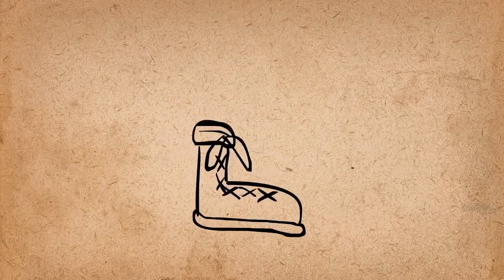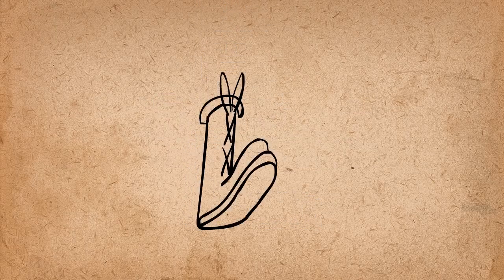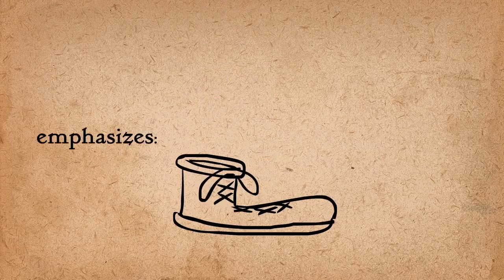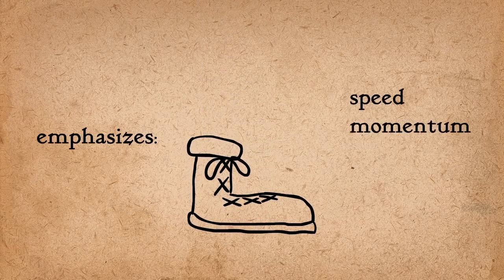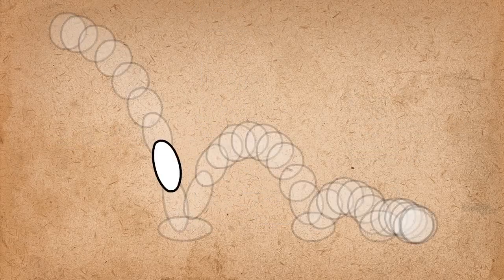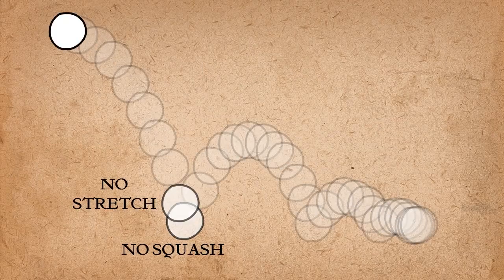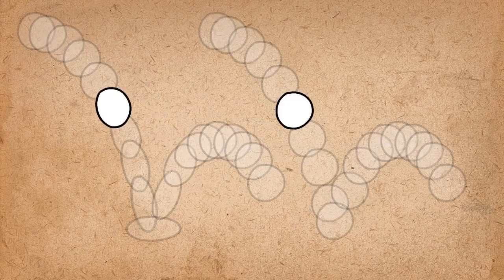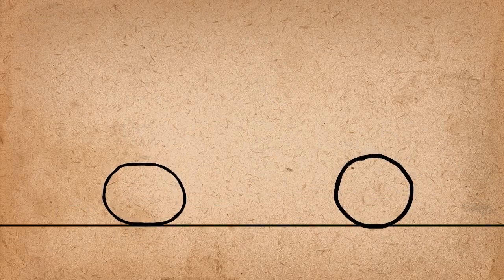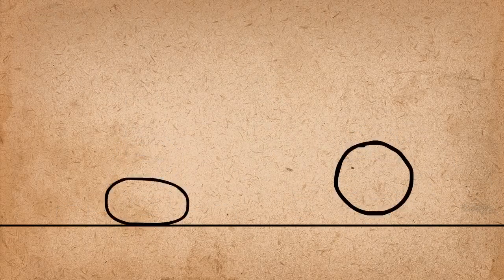This is the principle that animated objects will get longer or flatter to emphasize their speed, momentum, weight, and mass. Here's a bouncing ball that has squash and stretch. And here is one without squash and stretch. See the difference? The amount that an object squashes and stretches says something about its mass.